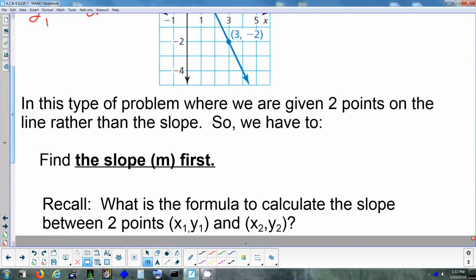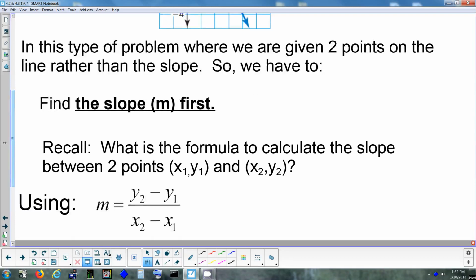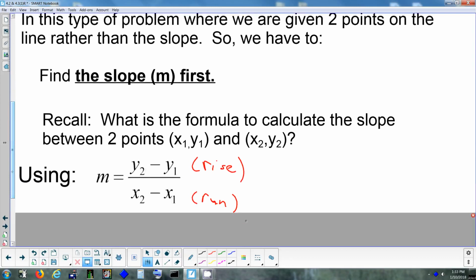If you want to think of it as a formula, rise is y2 minus y1. Run is x2 minus x1. It's exactly what you just said. So on your notes, where you find the slope, M, first, where it says using, you want to write on the top of that line, y2 minus y1, rise. Below that line, you'll write x2 minus x1, run. So this is the only extra step from the last problem.